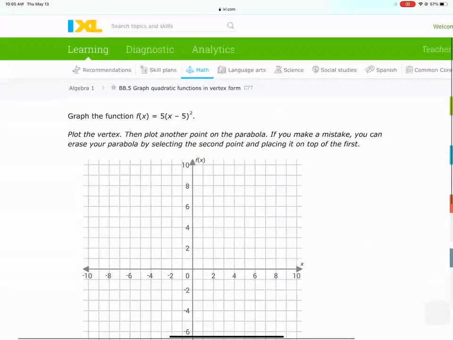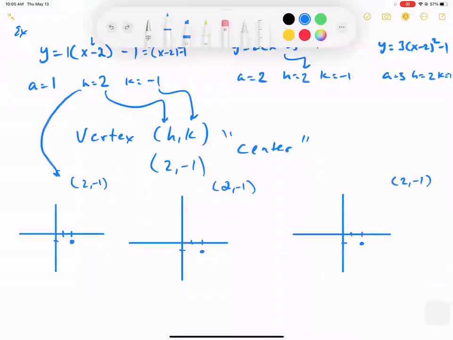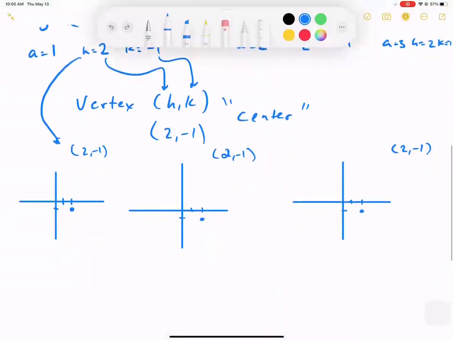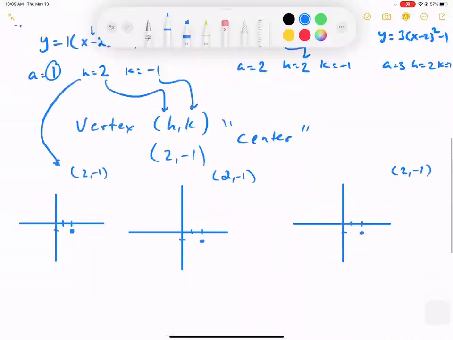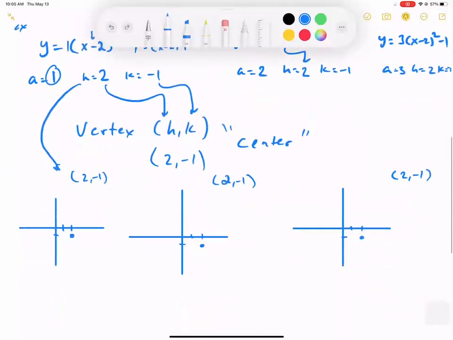Now, I'm going to jump and talk about these other ones. Let's go back and look at our example. For these problems here, if my A is 1, the A value in front, that's how fast we're going. That's 1 space over, 1 space up. So I can graph it 1 space over, 1 space up on not only one side, but on both sides. 1 space over, 1 space up. 1 space over, 1 space up, right?